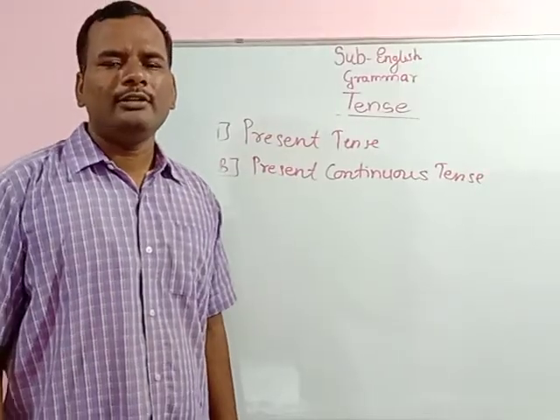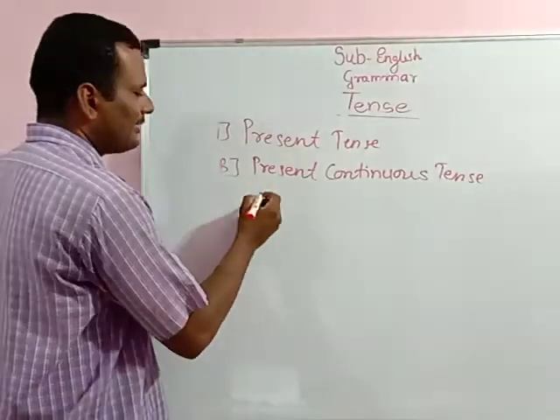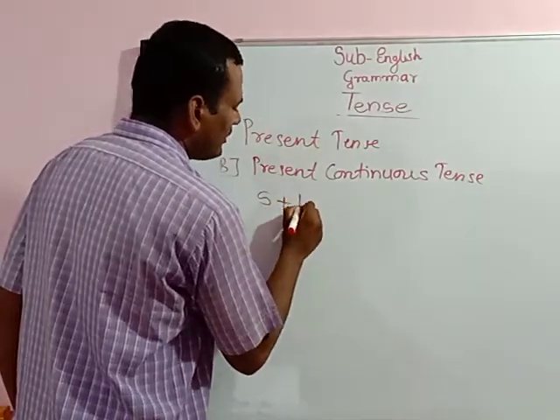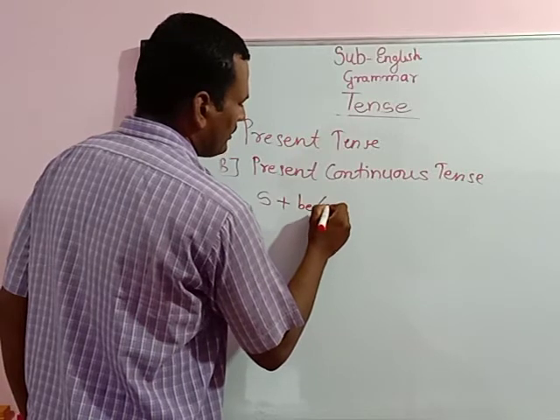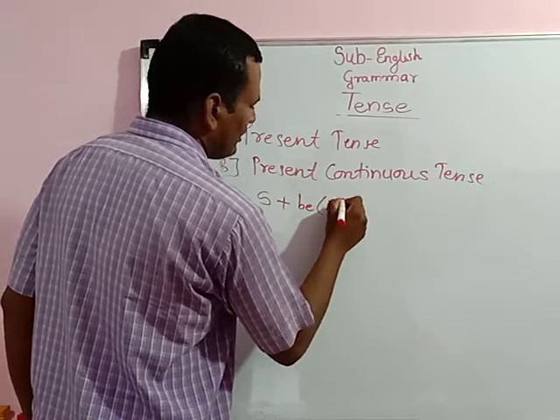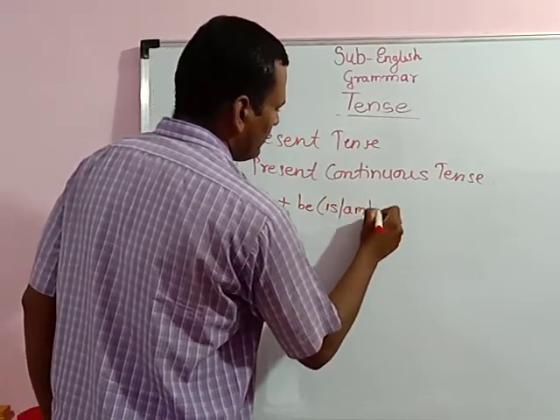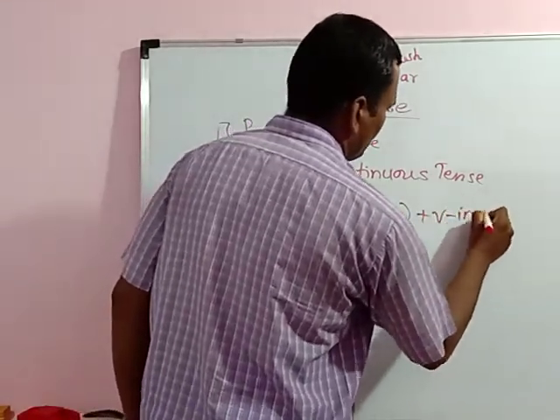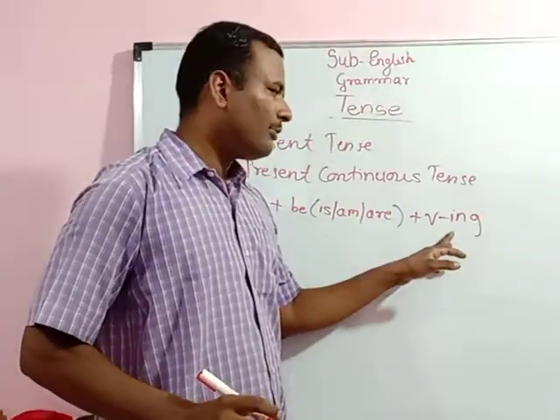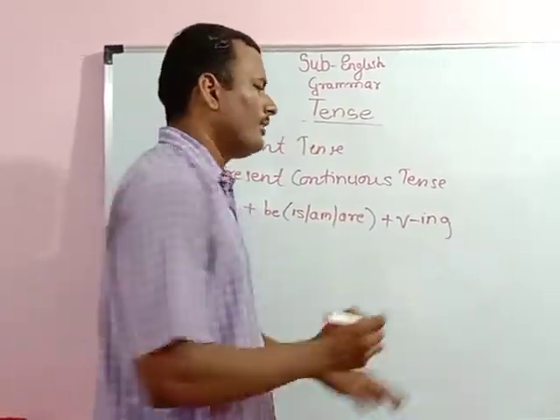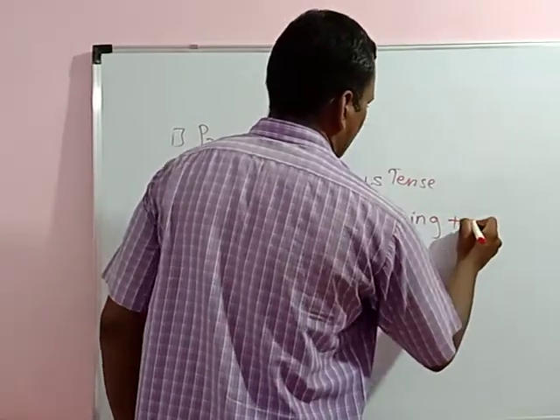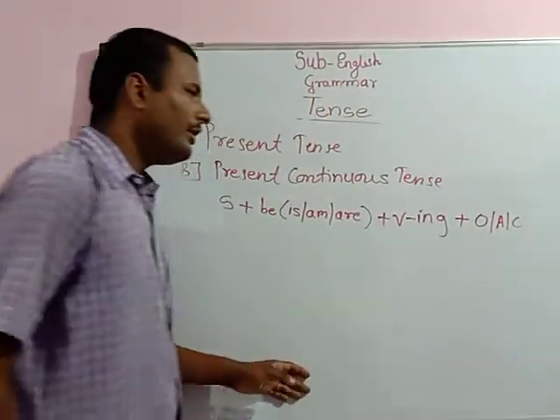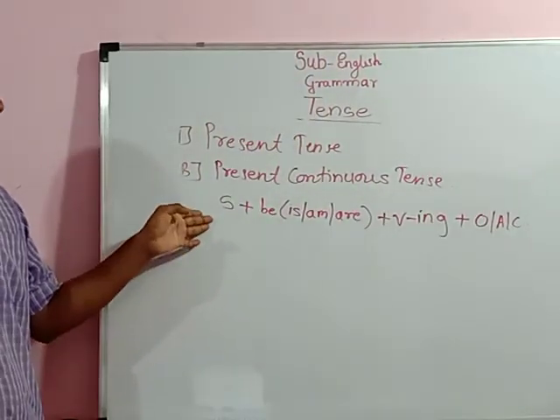So see, actually the structure of the present continuous tense is like this: S, that is the subject, plus B. B means the verb, such as is, am, are, plus verb ing, or it is called the present participle also, or verb 4, plus object, or maybe adverbial or complement. In this way, this is the structure of the present continuous tense.